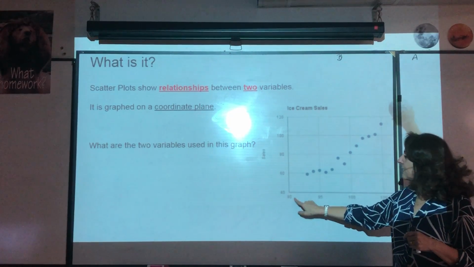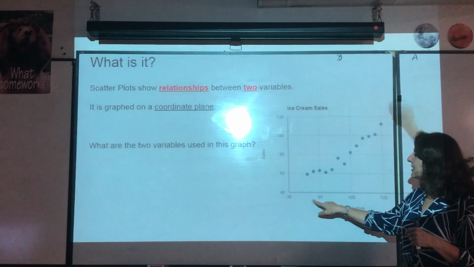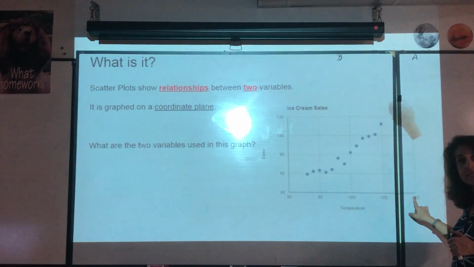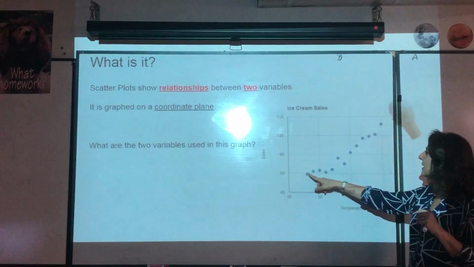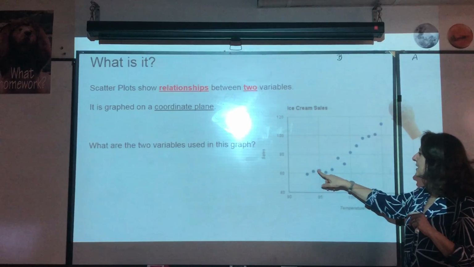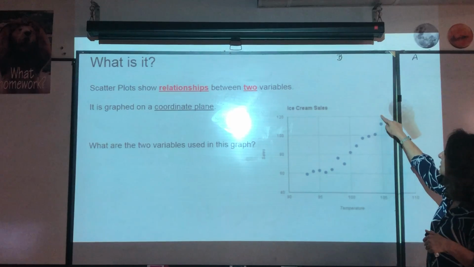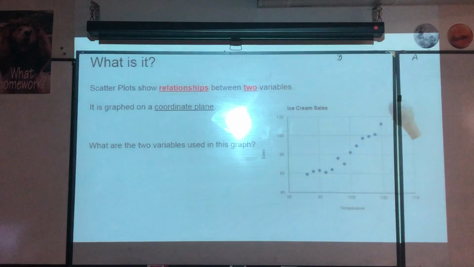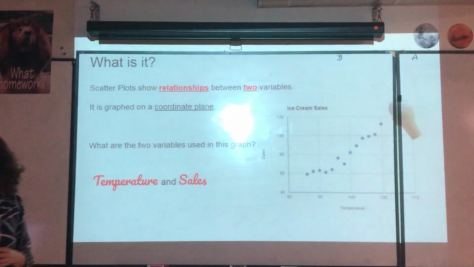So when the temperature was around 90 degrees, we have no ice creams being sold. But the temperature is increasing, see, 95, 100, 105, 110 degrees, and the amount of ice cream being sold is going up. It started slow, 60 ice creams. By the time it reached 105 degrees, we had almost 120 ice creams sold that day. So the two variables being used in this graph are temperature and sales.